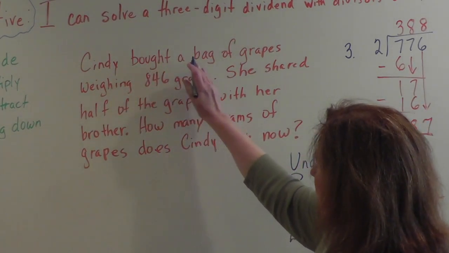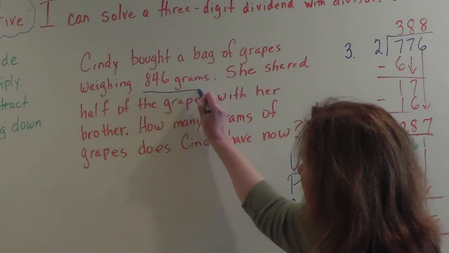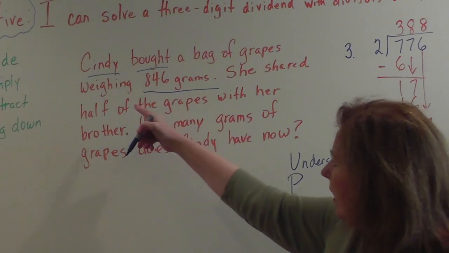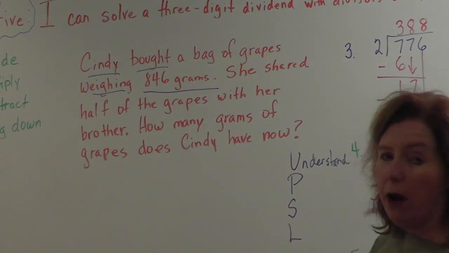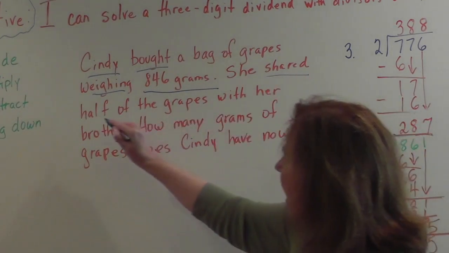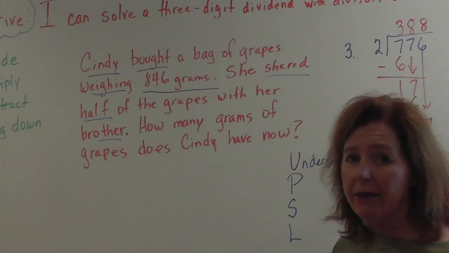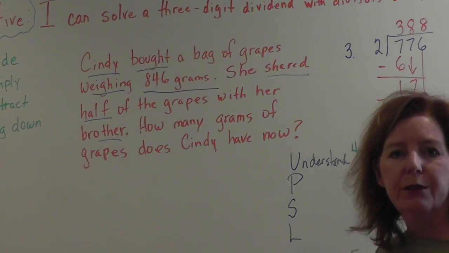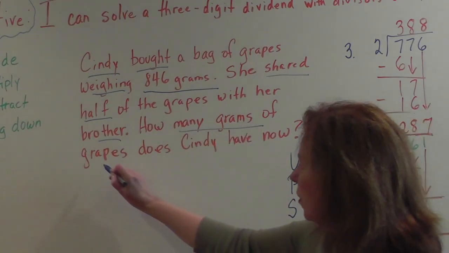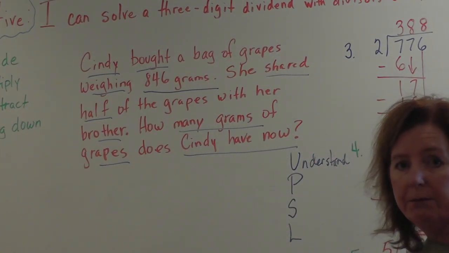So Cindy bought a bag of grapes weighing 846 grams. So I'm going to underline this. Underline, Cindy bought a bag of grapes weighing 846 grams. So I want to underline my important information. She shared half of the grapes with her brother. Now, half would mean you divide by 2. And the question is, how many grams of grapes does Cindy have now? Okay, after she shared them with her brother.